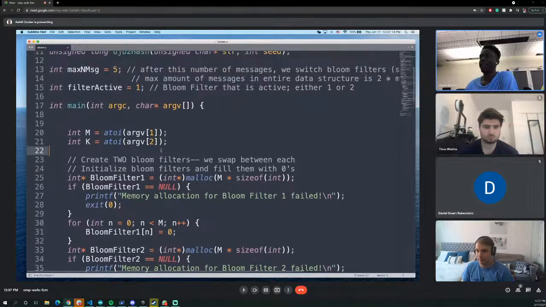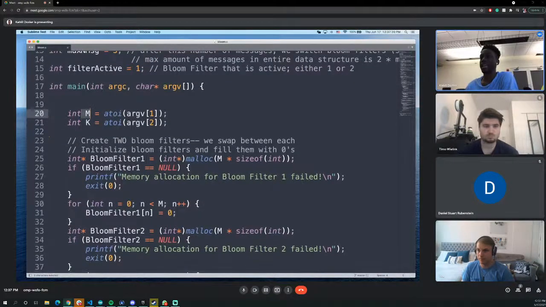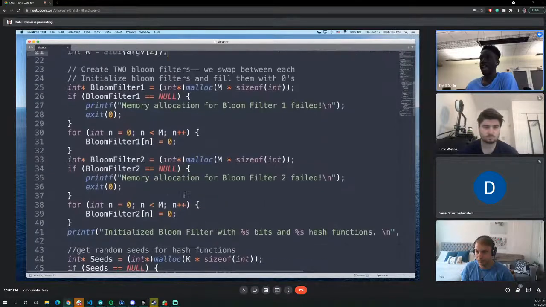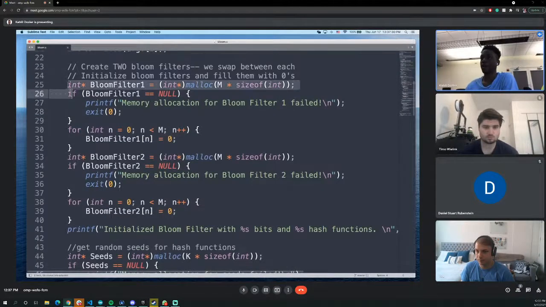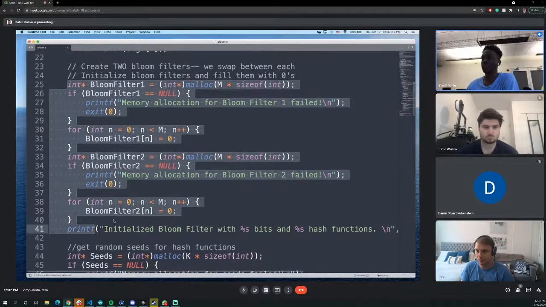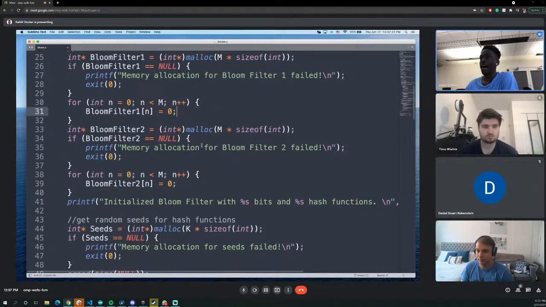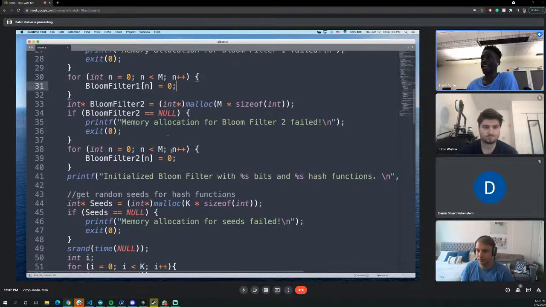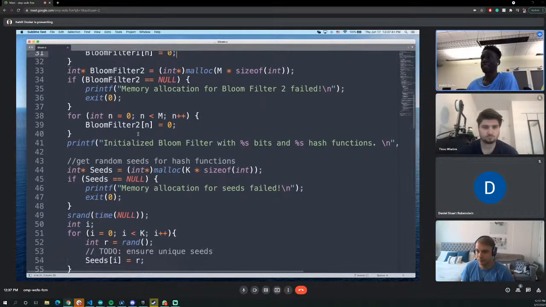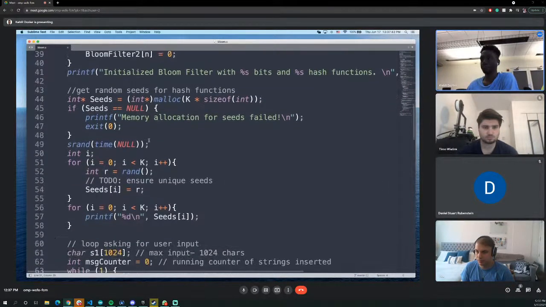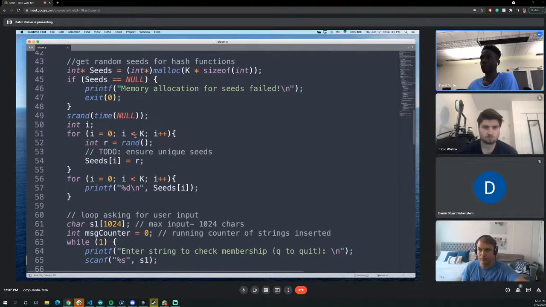Here, it takes in as command line parameters M and K. M is the size of the bloom filter, and K is the number of hash functions we want. Then I allocate memory for two bloom filters, because we're going to switch back and forth between the two. I allocate M bytes of memory for each bloom filter.